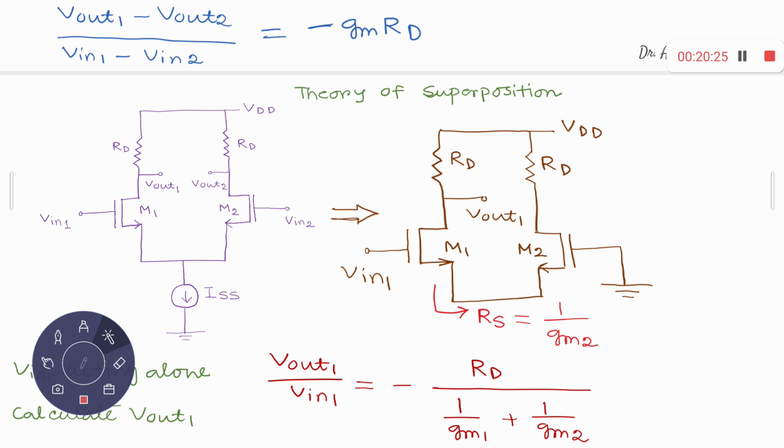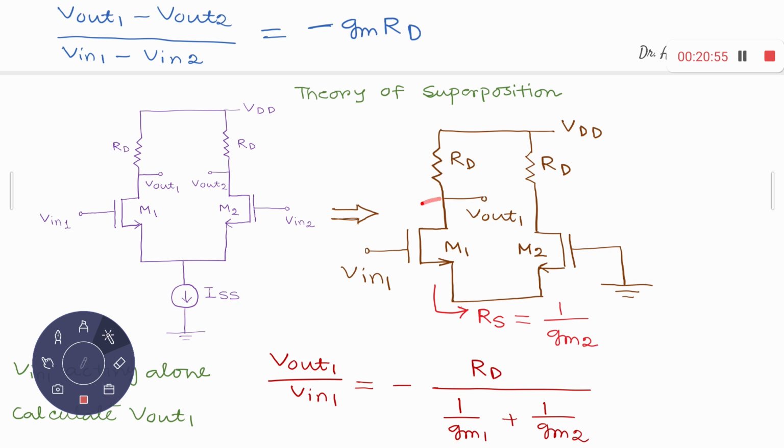Now if you apply only V1, that means I am applying V1 only, V2 is not present. That means V2 is at 0, inactive. I have applied only V1. So V1 is applied over here at the gate of this particular MOS, and V2 is not applied. I would like to find out what is my Vout1 only, not Vout2, only Vout1. So you have applied the input over there at the gate of this MOS.